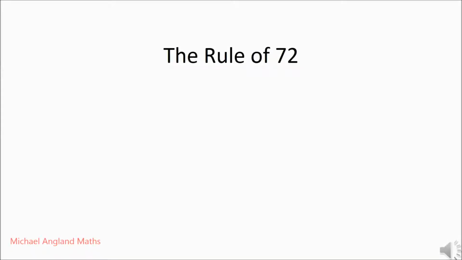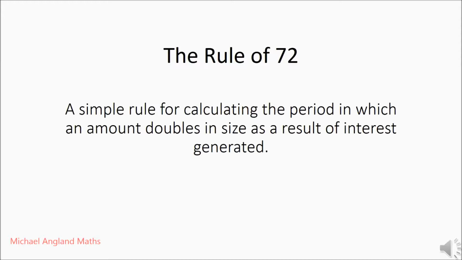This is a video about the rule of 72, or as it's also known, the rule of 70 or the rule of 69.3. The rule of 72 is a rule that's used in finance and economics and banking in order to determine how long it will take for a given amount of principal to double in value according to the interest rates that govern it.